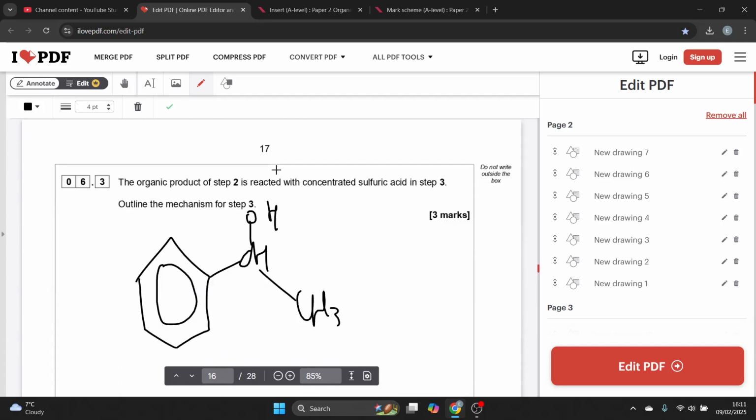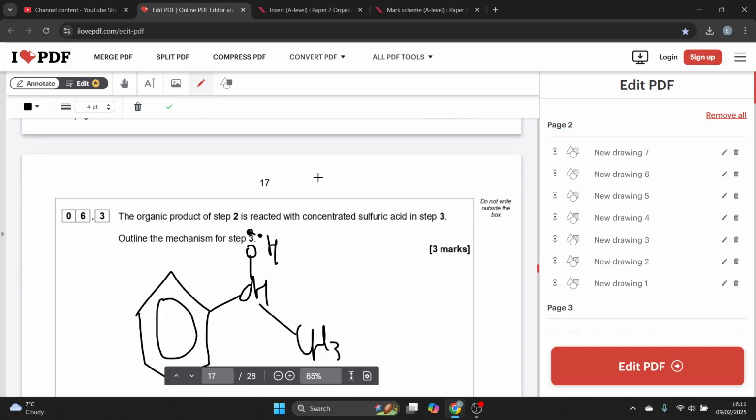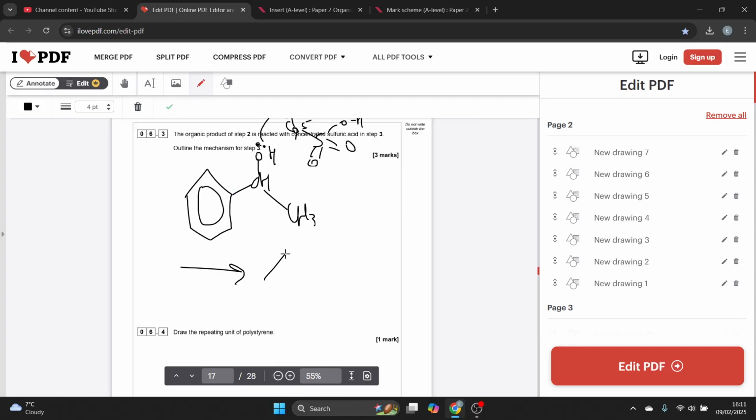So what's going to happen is the lone pair of electrons here, H2SO4. Well, let me draw that out. Hydrogen, O, S double bond O, OH, and what happens is it goes to here, which is partially positive, and this is partially negative, and then it transfers electrons to here. Then what happens is, let me zoom out a bit. Obviously, sorry for the bad drawing. And then you get this.